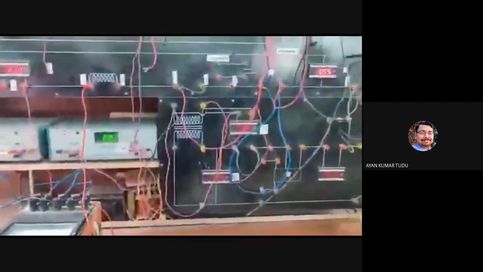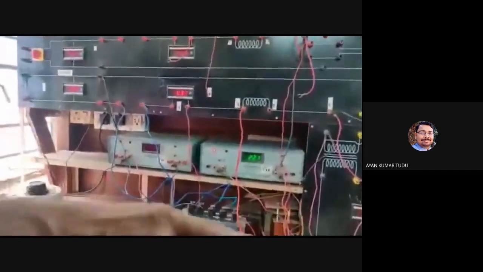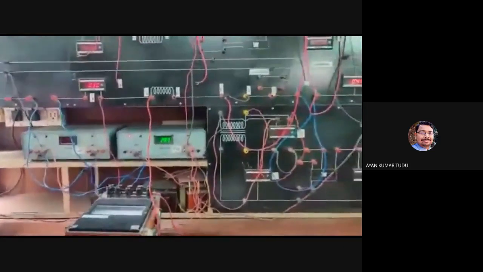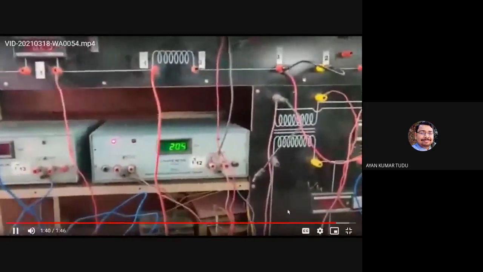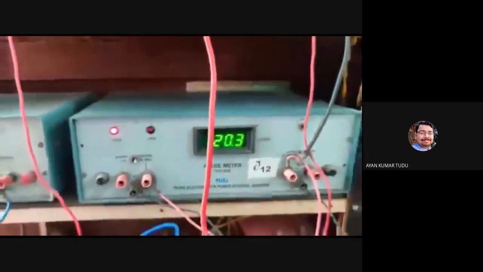So the delta angle is changed to 20 degree. The voltages are again fixed at 50 volt, and now the current value is showing in the ammeter 0.3. Okay, the delta angle is 20-degree lead.